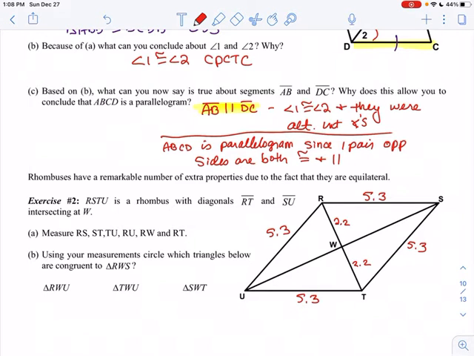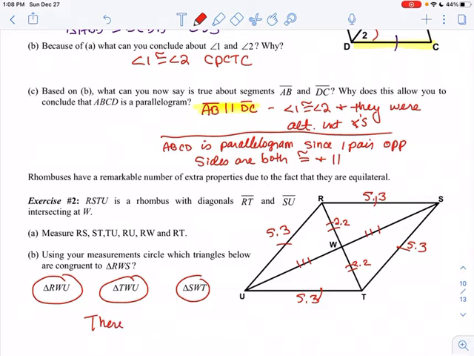Which triangles below are congruent to RWS? Basically, all the sides are congruent. This side was congruent to this side. This diagonal is congruent to this one, and all those sides are equal to each other. So basically, all the triangles are congruent to each other, right? Because they are congruent by side, side, side.